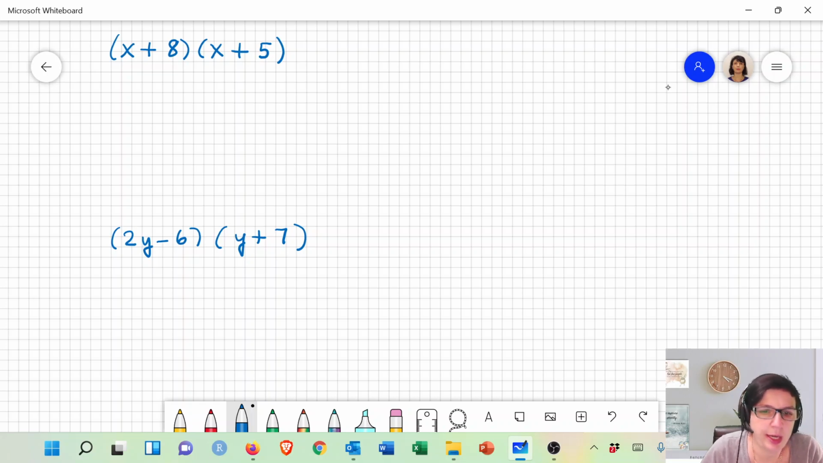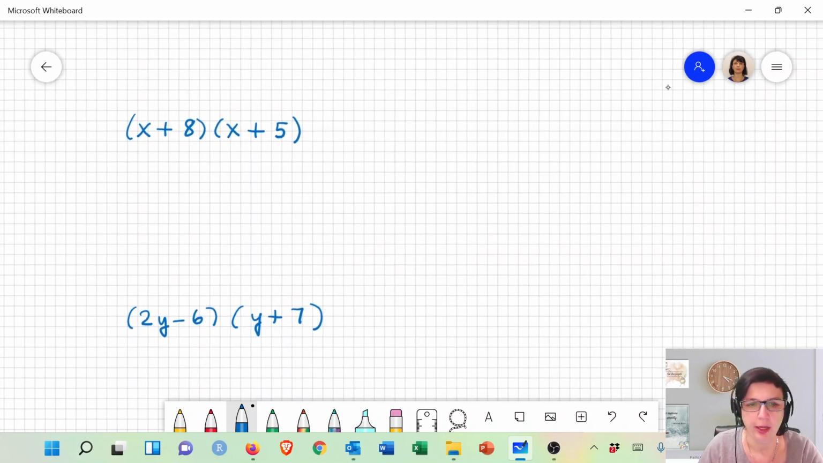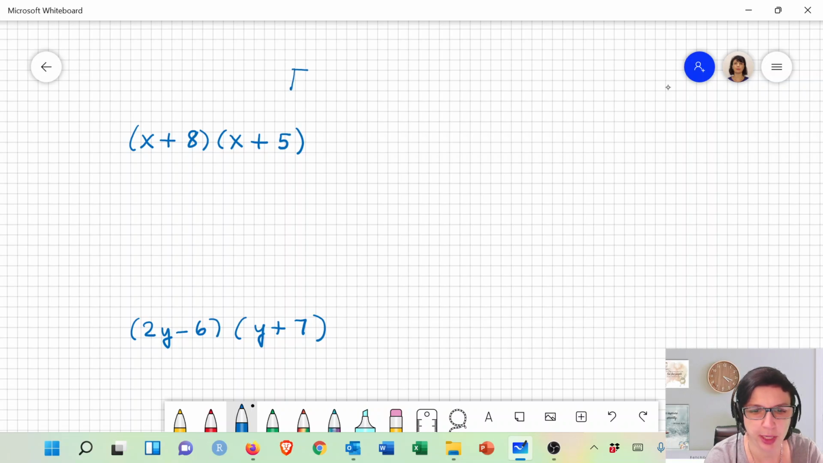In this video, I will just work two examples of using the FOIL rule. So FOIL is not really tin foil, okay? It's just a reminder to perform the operation four times, basically. First, this is outer terms, then this one is inner, and then this is last. Okay, so let's take (x + 8)(x + 5).